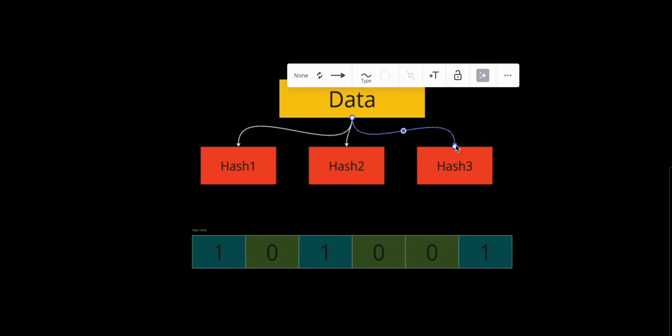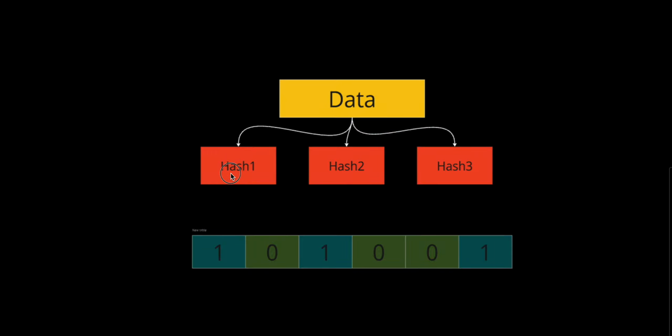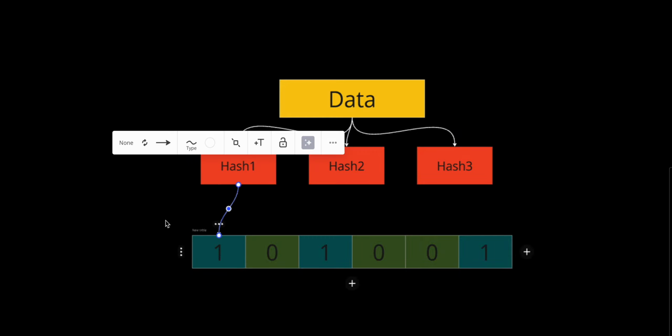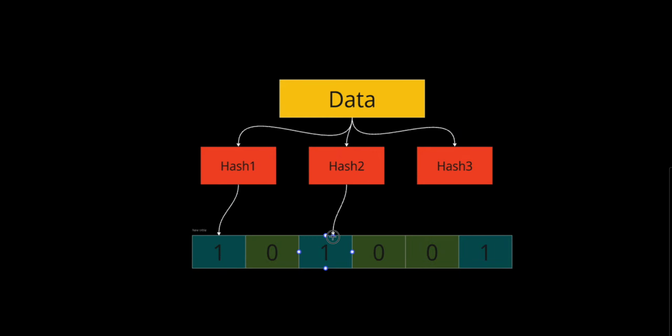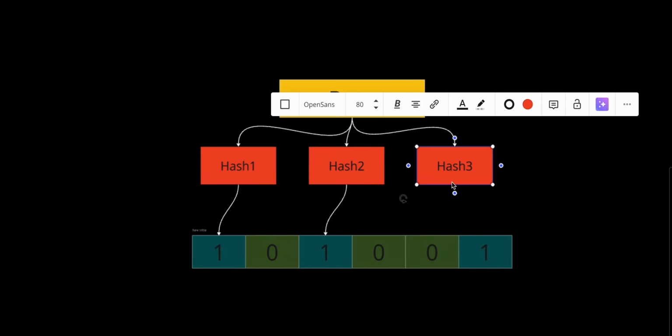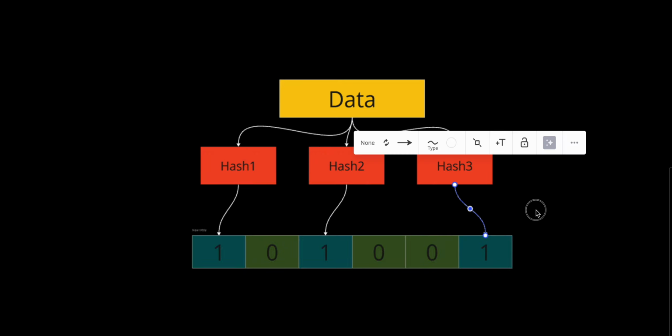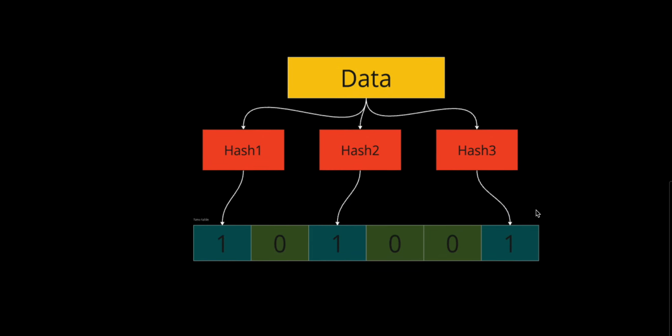Okay, so we pass this data to the hash functions, and each hash function outputs a position in the bit array. So for example, this one will go to this position. Let's say that it will send here, and this one will send here. After that we set the bits at those positions to 1. This is how it works.